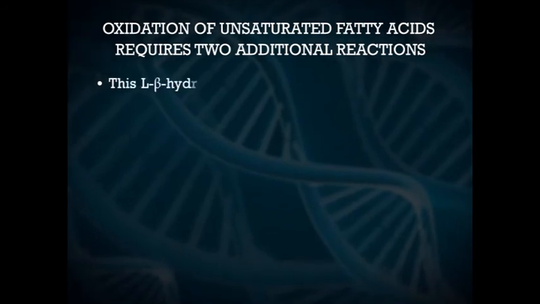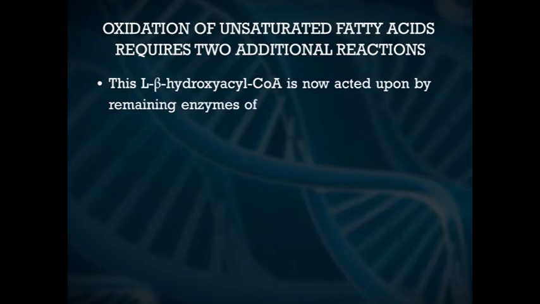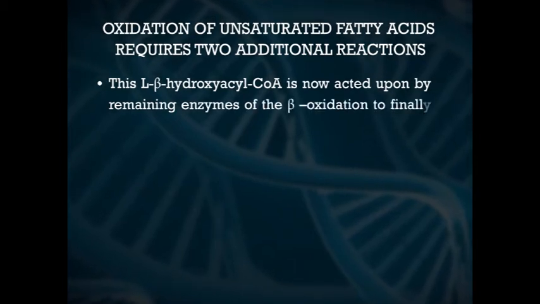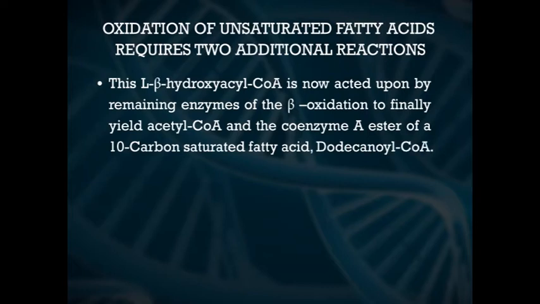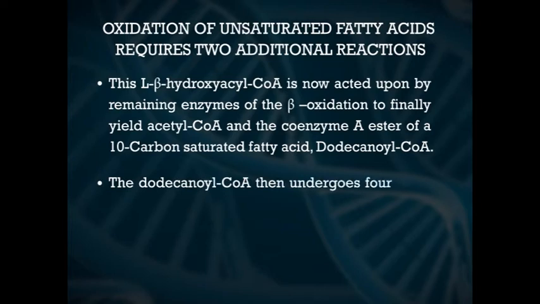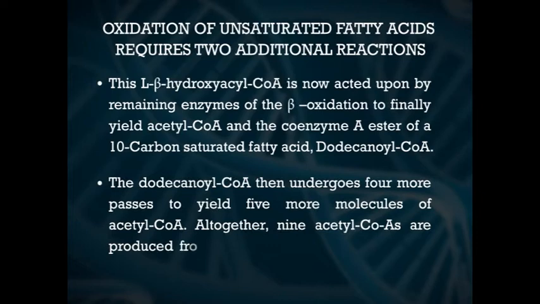This L-beta hydroxyacyl-CoA is now acted upon by the remaining enzymes of the beta oxidation to finally yield acetyl-CoA and the coenzyme A ester of a 10-carbon saturated fatty acid, the decanoyl-CoA. The decanoyl-CoA then undergoes 4 more passes to yield 5 more molecules of acetyl-CoA. Altogether, 9 acetyl-CoAs are produced from 1 molecule of the 18-carbon oleate.